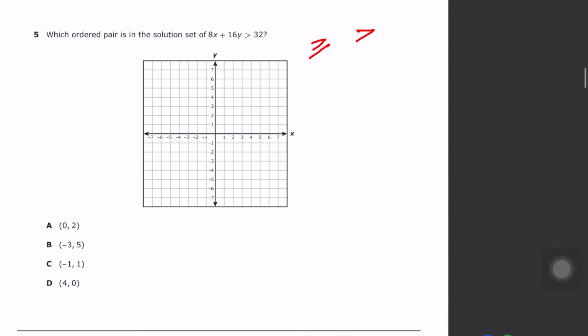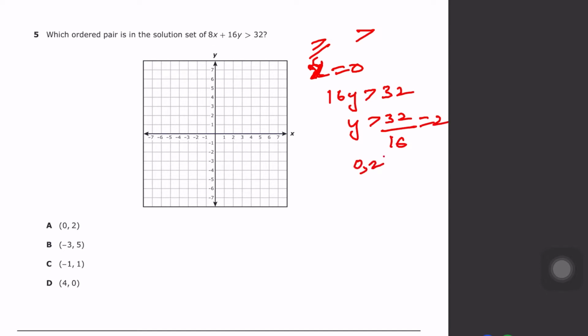Put x is equal to 0. If you put x is equal to 0, you will get 16y is greater than 32, or y is greater than 32 by 16, which is equal to 2. So you have the point 0, 2, which is the y-intercept, it is over here. And for the x-intercept, if you put y is equal to 0, you get 8x plus 0 is greater than 32, which is x is greater than 4, 32 by 8. So x is greater than 4.